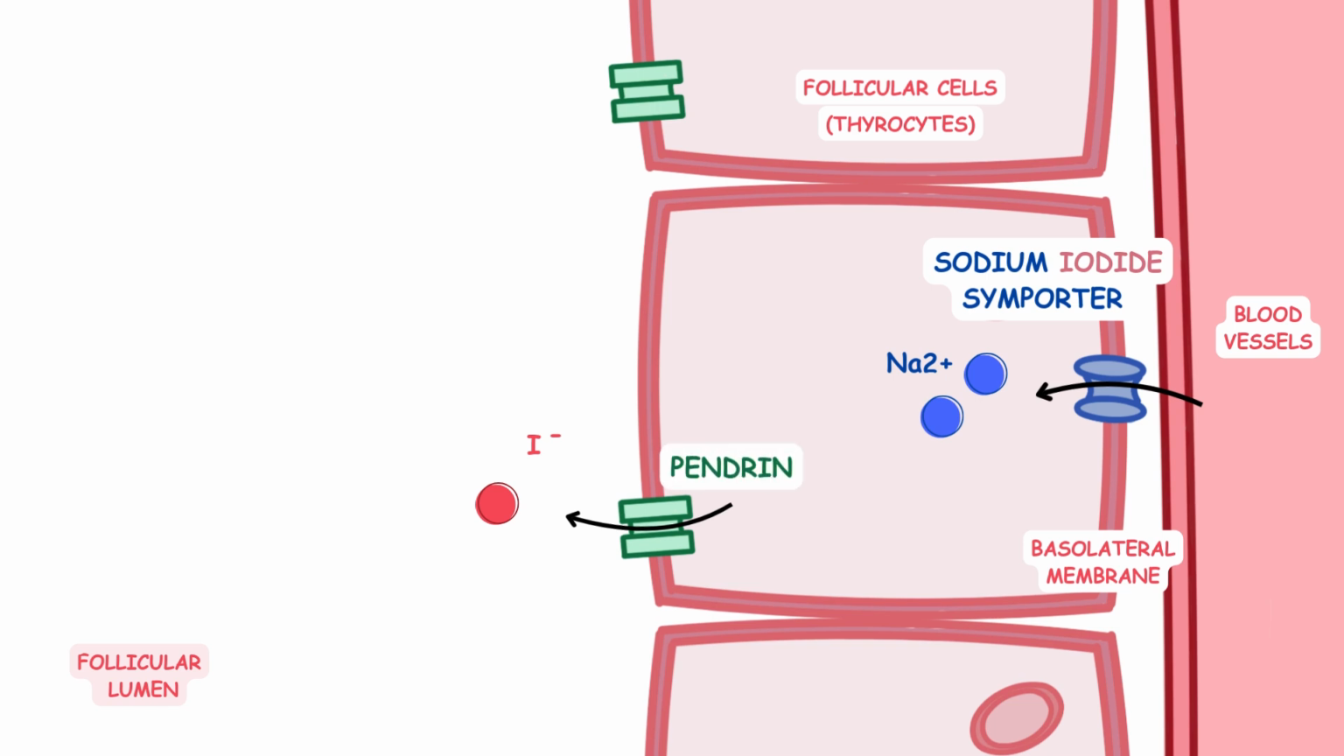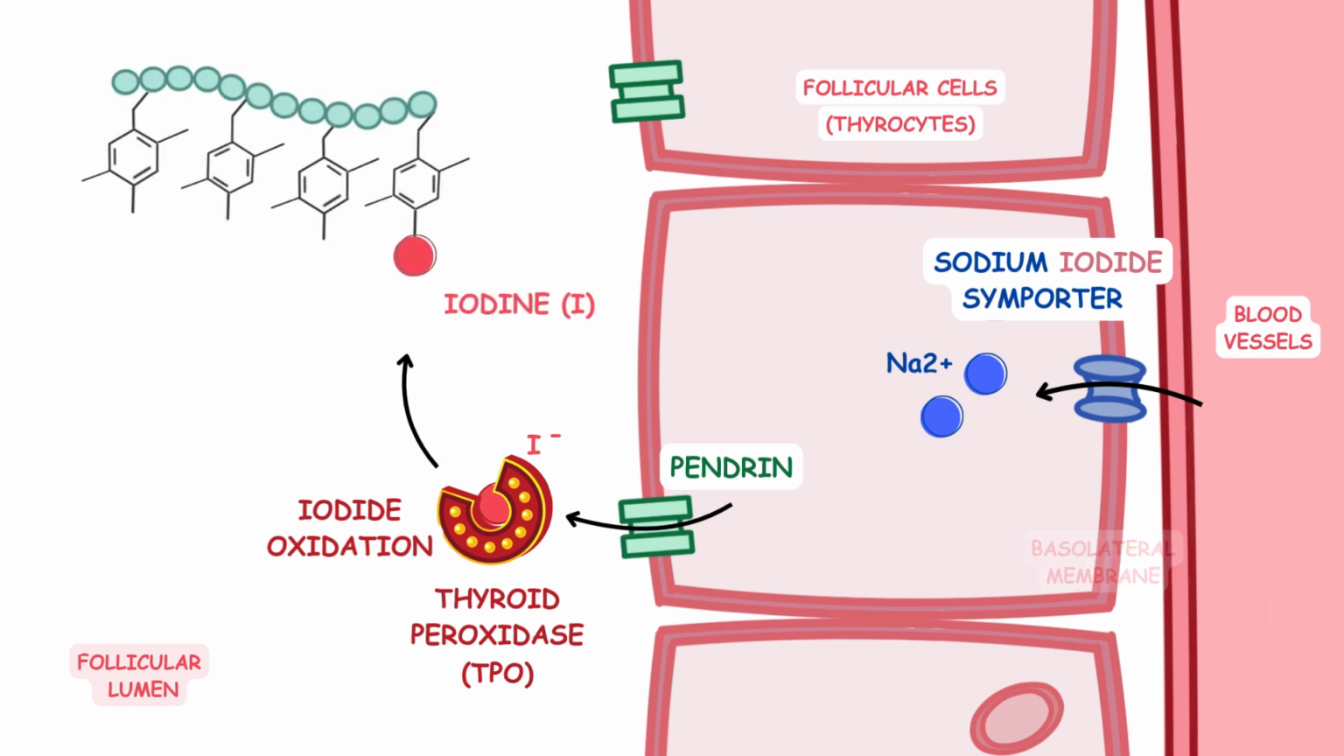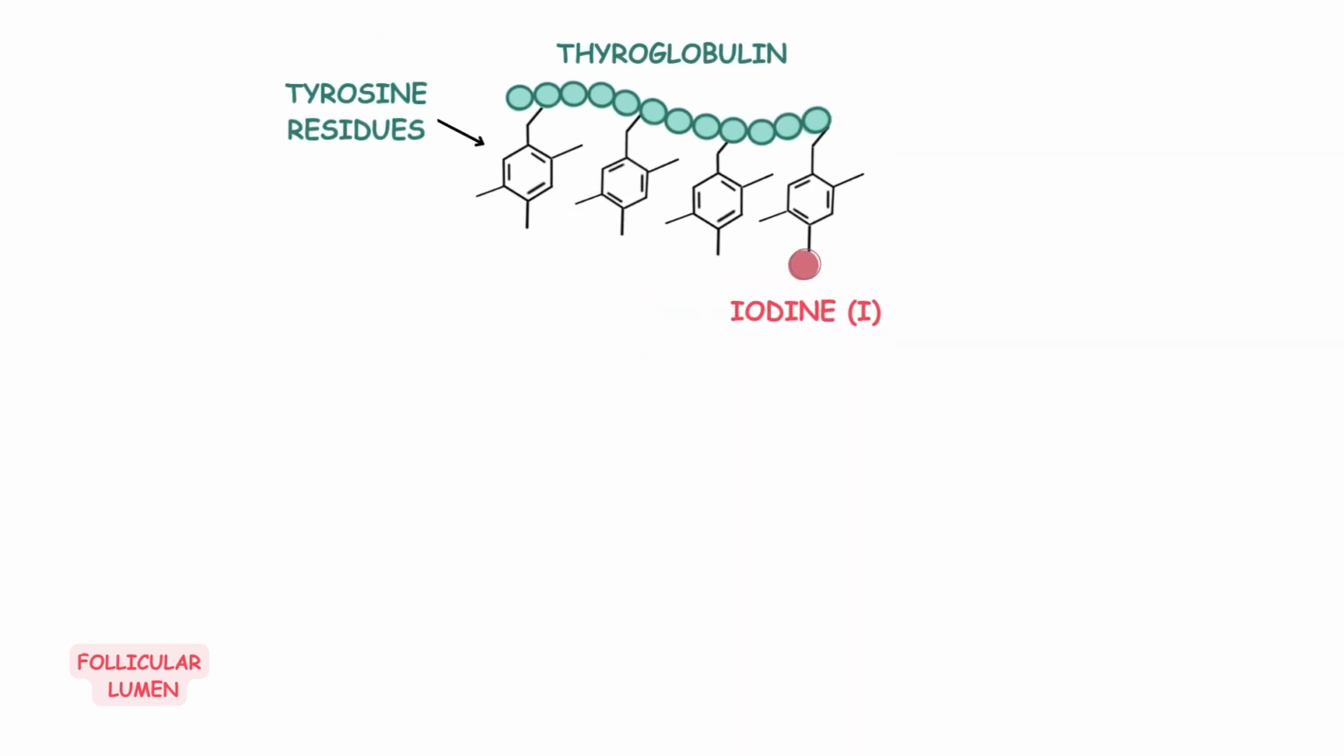Here, the enzyme thyroid peroxidase oxidizes iodide into its reactive form iodine, allowing it to bind to tyrosine residues within thyroglobulin. Thyroglobulin is a precursor protein for thyroid hormone synthesis. The binding of the iodine to the thyroglobulin is called organification or iodination.